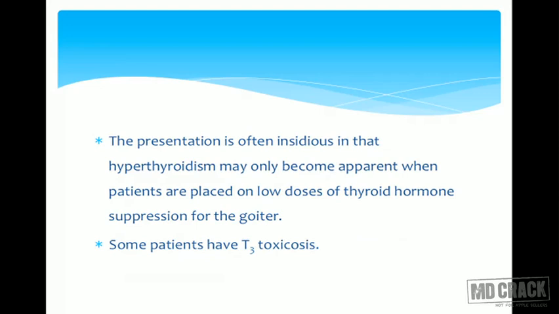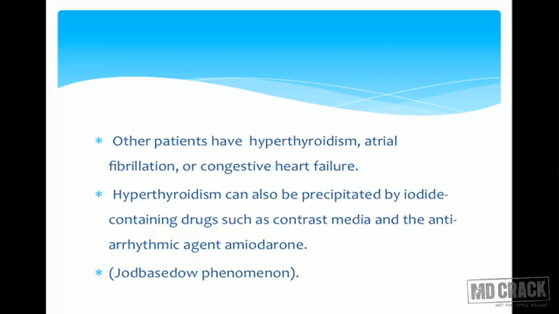The presentation is often insidious, in that hyperthyroidism may only become apparent when patients are placed on low doses of thyroid hormone suppression for goiter. Some patients have specific T3 toxicosis. Other patients have hyperthyroidism, atrial fibrillation or congestive heart failure.